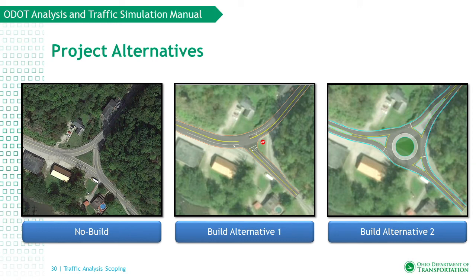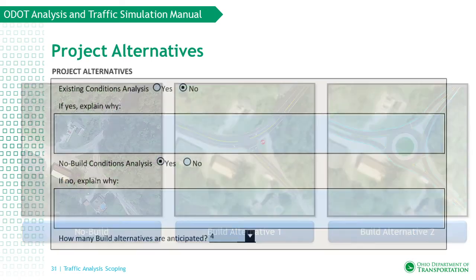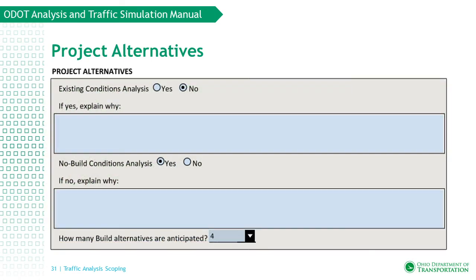For complex type projects, the existing conditions analysis is required and will be used for calibration and validation of the analysis. While the specific configurations being analyzed as build conditions may not be known at the time of scoping, the number of alternatives being analyzed should be identified in the scoping document. In the sample project, an existing conditions analysis is not required. The no-build condition along with 4 build alternatives will be analyzed.